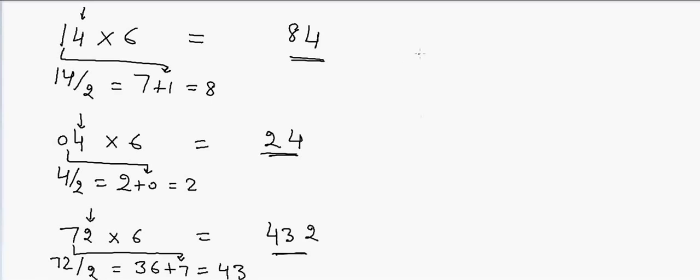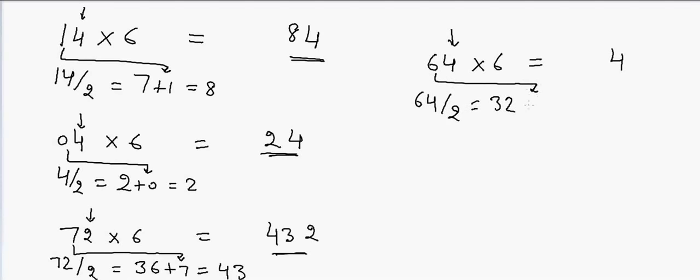Again, another example: if I have 64 and I want to multiply by 6. In that case, I'll take the last digit, which is 4, and then 64 divided by 2 is equal to 32, and then I'll add 6 into it. That will give me 38. The answer is 384. So how did I get this trick?